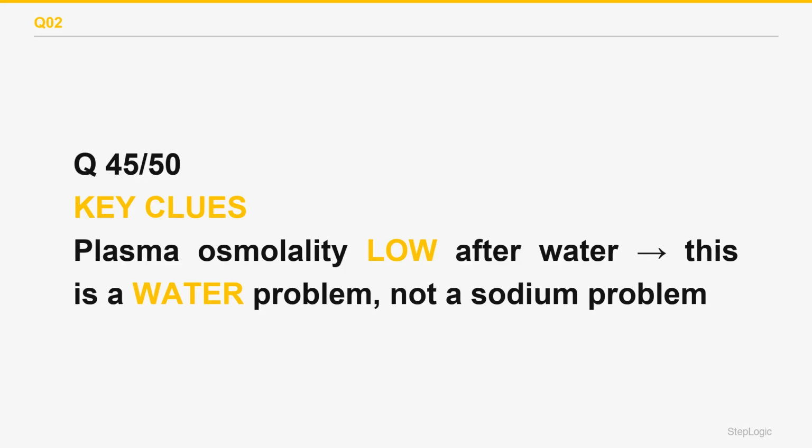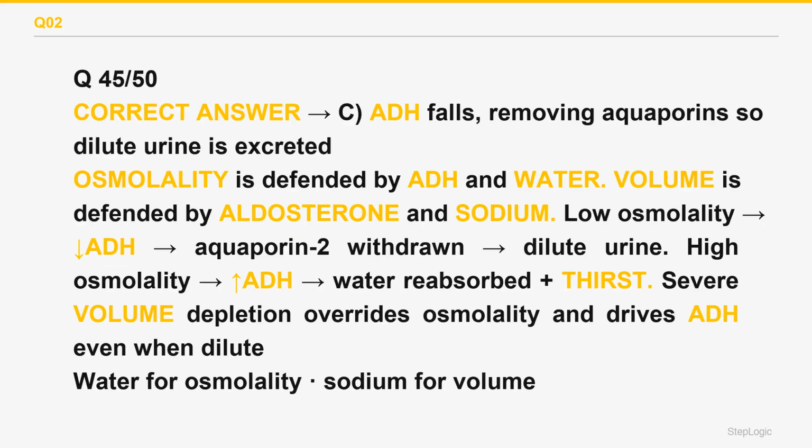Osmolality is regulated by water handling, and water handling is controlled by antidiuretic hormone. Hypothalamic osmoreceptors detect the fall in osmolality and suppress antidiuretic hormone release. Without it, aquaporin 2 channels are withdrawn from the collecting duct membrane. The duct becomes impermeable to water, and a large volume of dilute urine is excreted until osmolality returns to normal. Choice A describes the response to a high osmolality, exactly reversed. The correct answer is C.